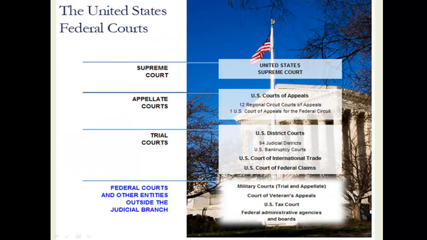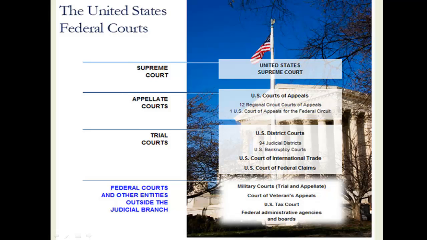In the federal court system, the trial-level courts are called federal district courts. The appellate courts are known as the U.S. Courts of Appeal. And of course, the highest court is the United States Supreme Court. Every state has at least one federal district court. There are 94 total district courts in the country.